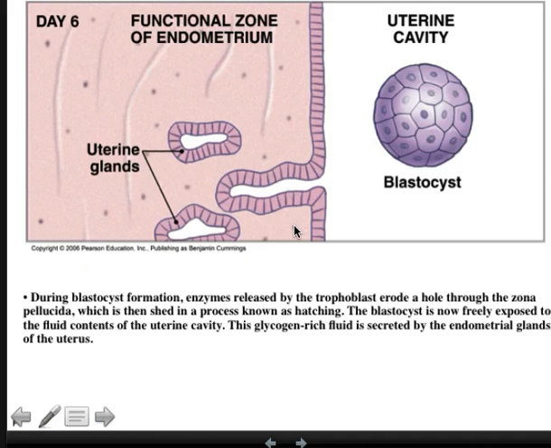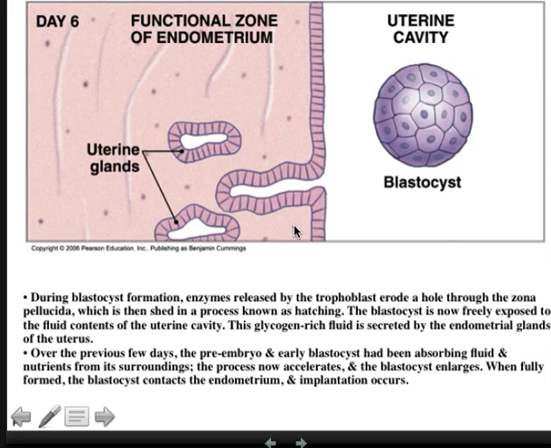So what happens next? During the formation of the blastocyst, enzymes are released by the trophoblast to erode a hole through the zona pellucida, which is then shed in a process known as hatching. The blastocyst is now freely exposed to the fluid contents of the uterine cavity, and there's a lot of nutrients in this, and so it absorbs these and provides nutrient for the inner cell mass. These glycogen-rich fluids are secreted by endometrial glands in the uterus.